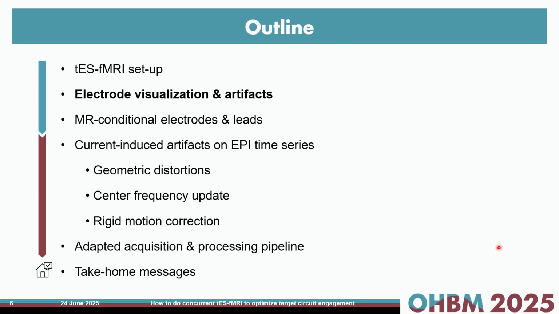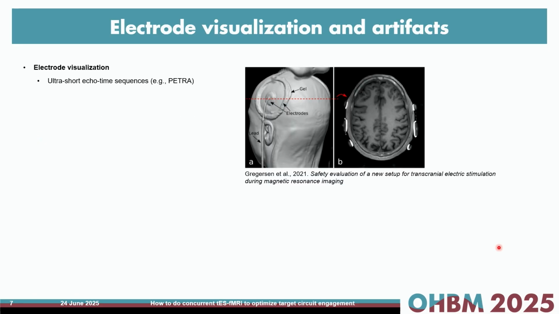The next topic in our agenda is about electrode visualization and their artifacts. And it turns out that visualizing electrodes is actually quite tricky with MRI, because first they don't produce a strong signal, and then that weak signal decays extremely fast. So we need to use a type of sequences called ultra-short echo time sequences. And a very popular one is called PETRA, which is the one that produced the images I showed here.